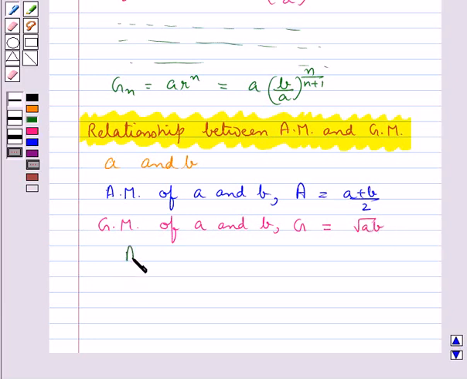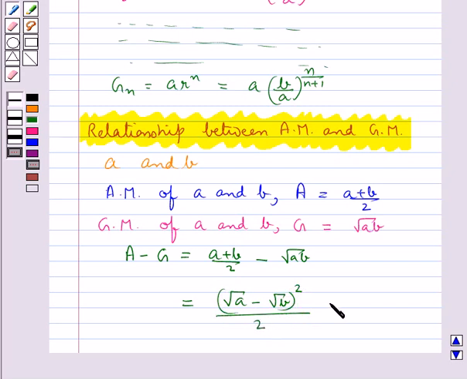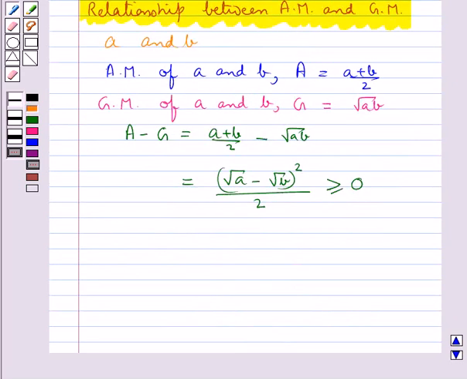Arithmetic mean A minus the geometric mean G is equal to A plus B upon 2 minus square root AB. This is further equal to root A minus root B the whole square upon 2. This is obviously greater than or equal to 0. And thus we get that A is greater than or equal to G. That is, arithmetic mean is greater than or equal to the geometric mean.